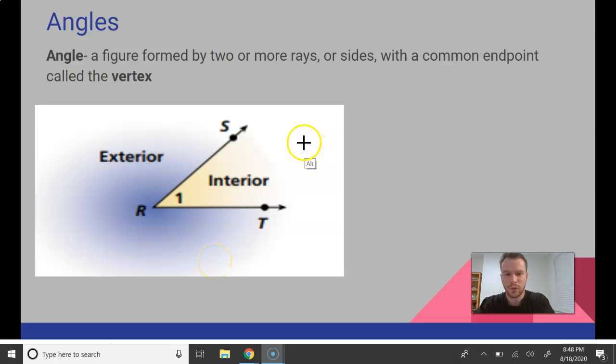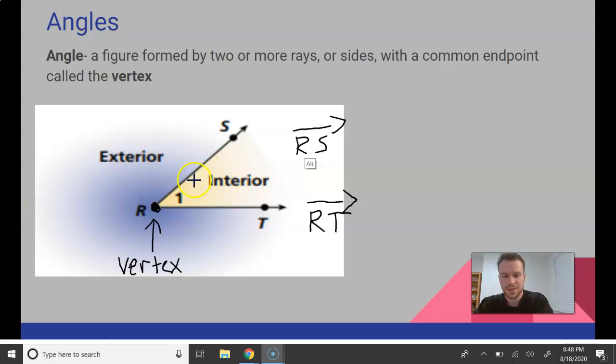An angle is a figure formed by two or more rays, which we'll call sides, with a common endpoint that we call the vertex. So for this angle, we have ray RS, ray RT. These are the sides of the angle. Now those sides of the angle meet at point R, which we call the vertex. We call this area the interior of the angle, and on the outside, we call that the exterior. Interior means inside, exterior means outside.